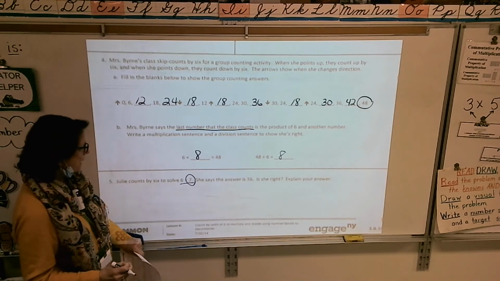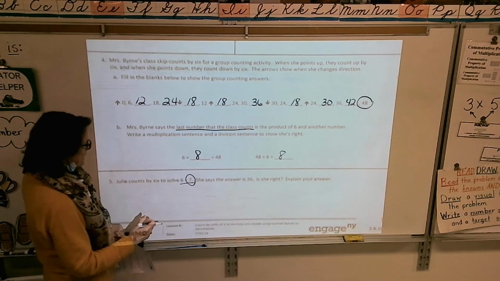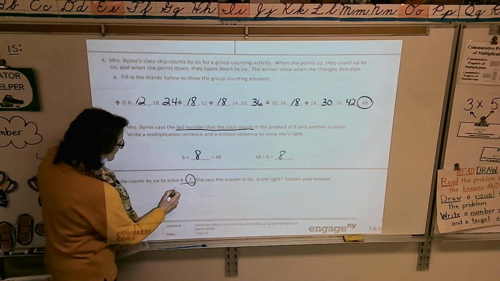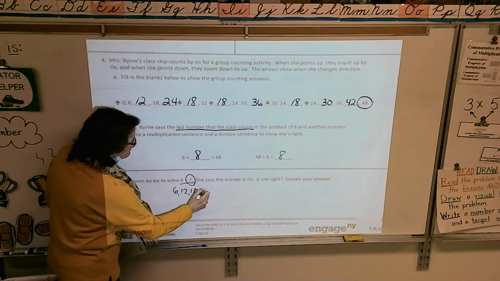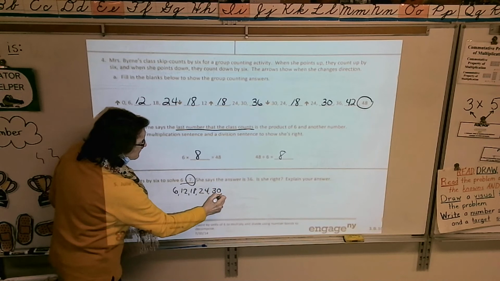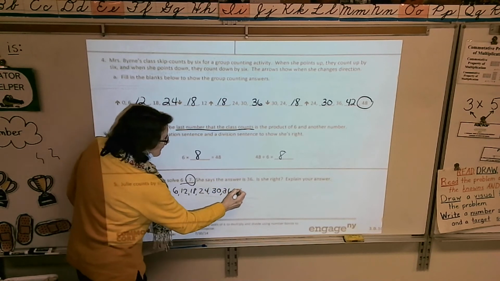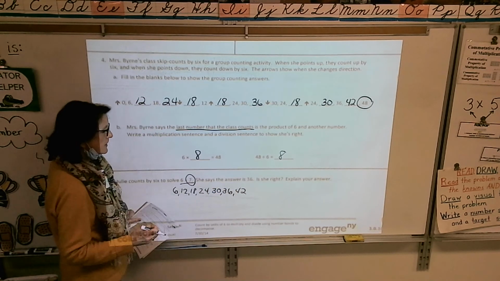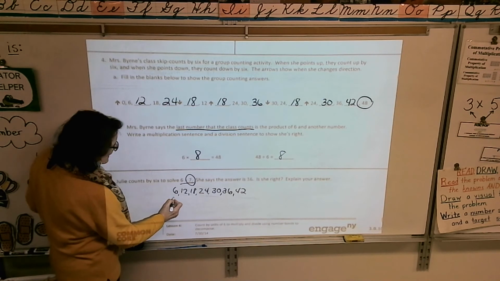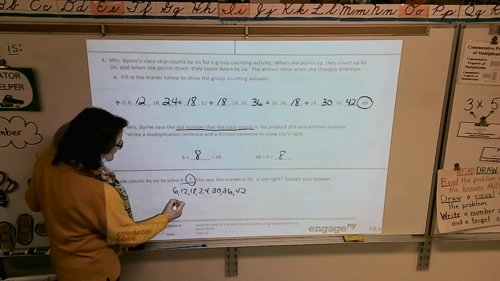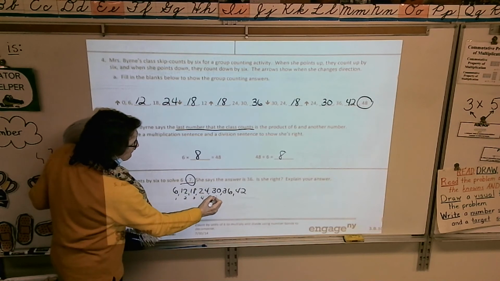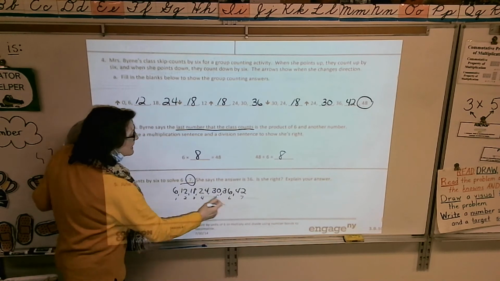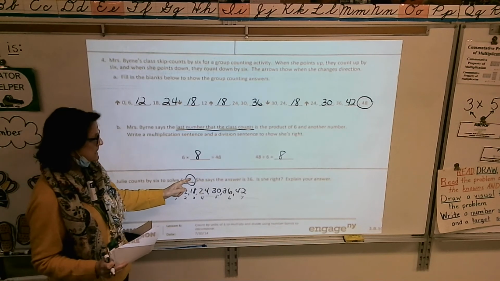So if you guys would help me count, I will write the 6s down on the board. Okay, and here we go. 6, 12, 18, 24, 30, 36, and 42. At that point, you should have 7 fingers up. Let's just count and make sure that I counted 6 7 times. 1, 2, 3, 4, 5, 6, 7. Yes, I did. I counted by 6 7 times.